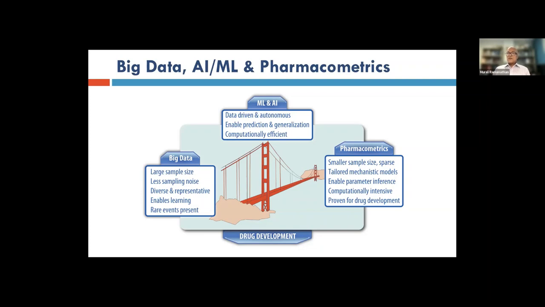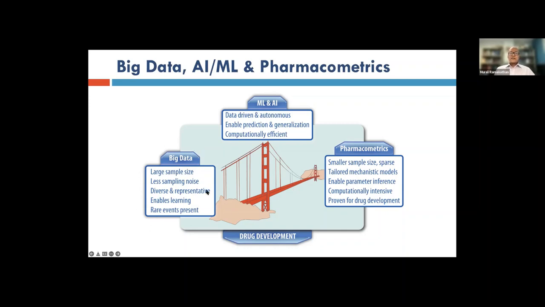The methods are generally things like NONMEM and other methods that do nonlinear mixed effect modeling, which are computationally intense. The other part of this is that these methods are well established and proven for drug development, for dose identification, finding out more about the data that you have in a typical drug development setting. So those are the strengths.